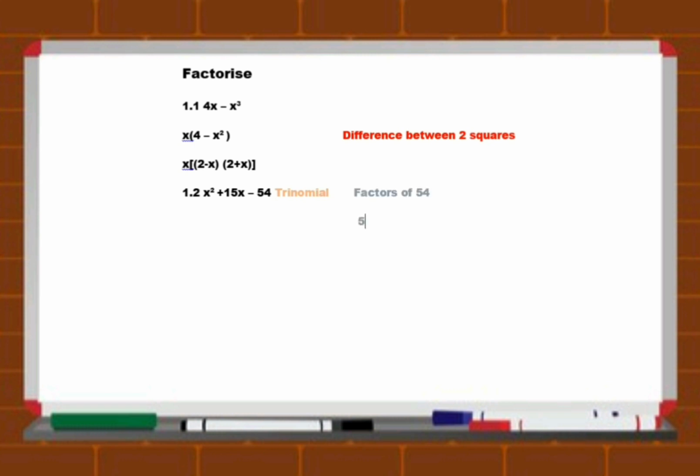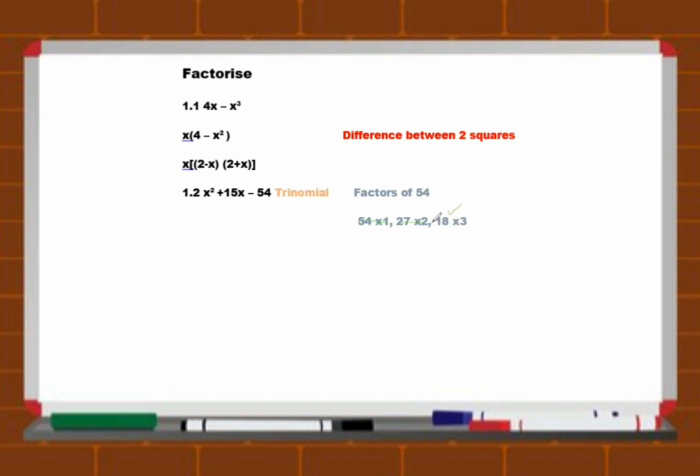The 54 by 1. Can those two give us 15? No. 27 by 2. Can that give us 15? No. We also have 18 and 3. Can that give us 15? Maybe. How can we get 15? So this is out, and this one is the one we are using.